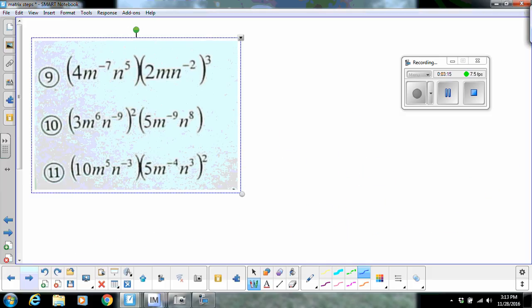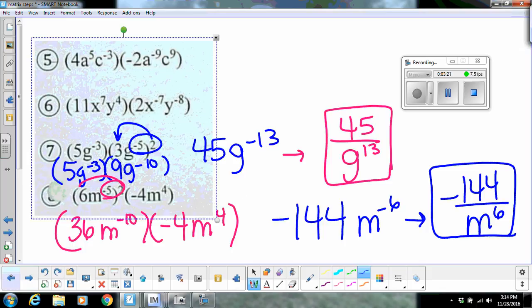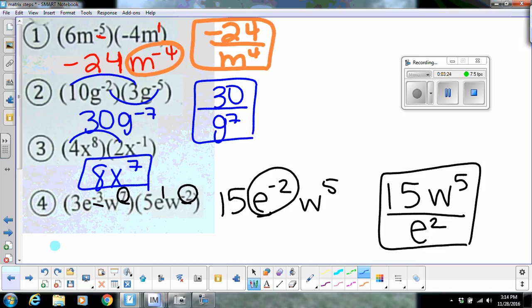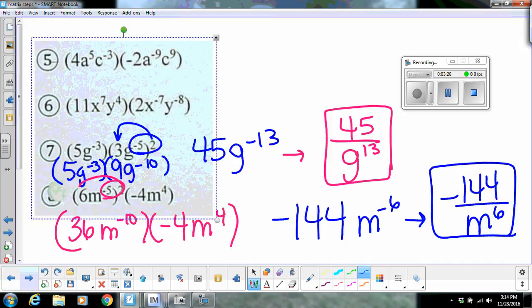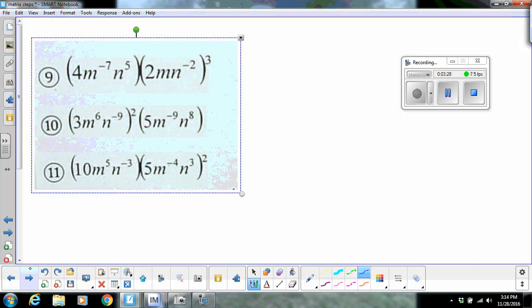All right, 9, same thing, 10, same thing, 11, same thing. So I've done several of your homework problems, 2 power to a power, 3 multiplication. So you've got about 6 or so of those to do on your own. Don't forget, move anything that has a negative exponent. Do not finish a problem with a negative exponent.